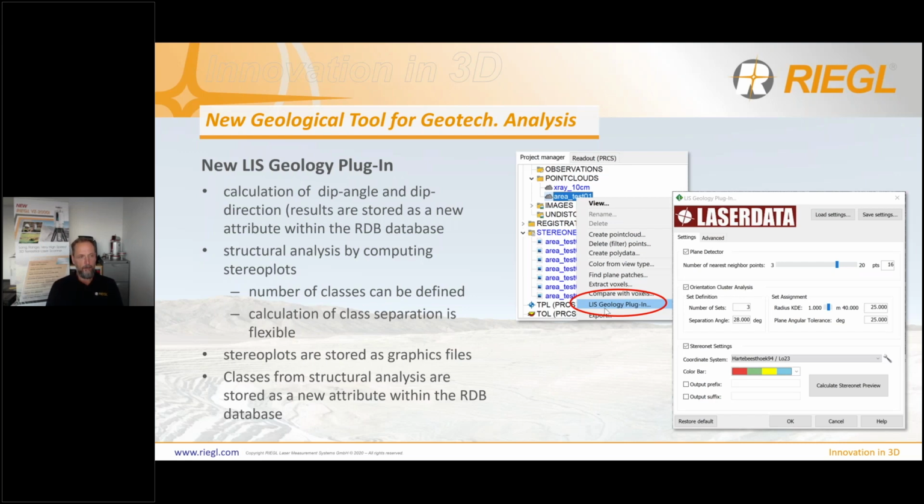It delivers directly dip angle and dip direction of the scan data. These results are stored as new attributes on the scan data, but it delivers not only dip angle and dip direction. It can also do a structural analysis by computing stereo plots. You can define the number of classes you want to extract. The classes, the sets which you are creating from that structural analysis are also stored as a new attribute on your scan data.